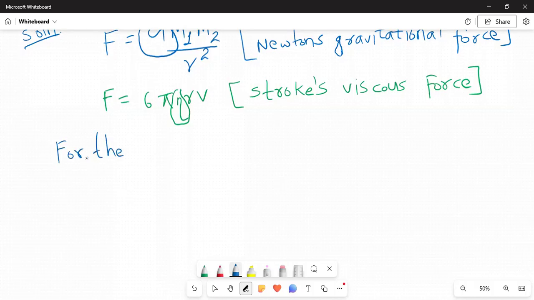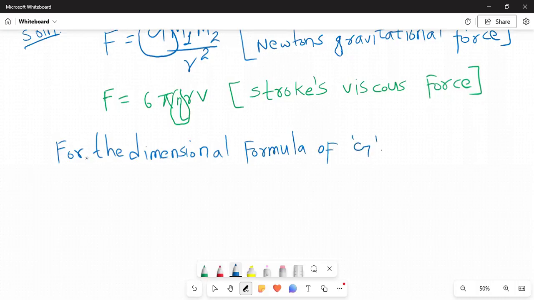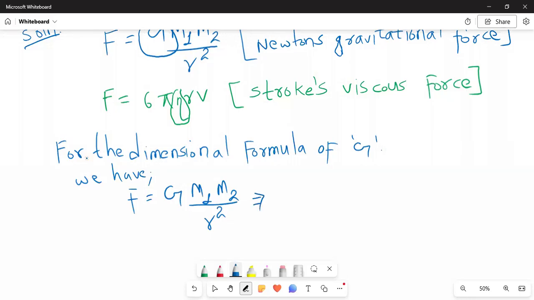Now for the dimensional formula of G, the universal gravitational constant, from the given equation we first have to find the expression of G. As F equals G m1 m2 upon r square, from this we can write G equals F into r square upon m1 into m2. Now we must use the dimensional formula of the known quantities over here.